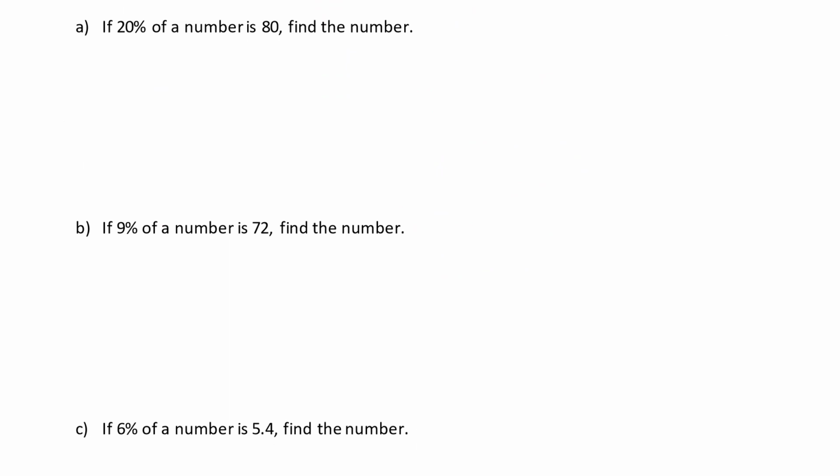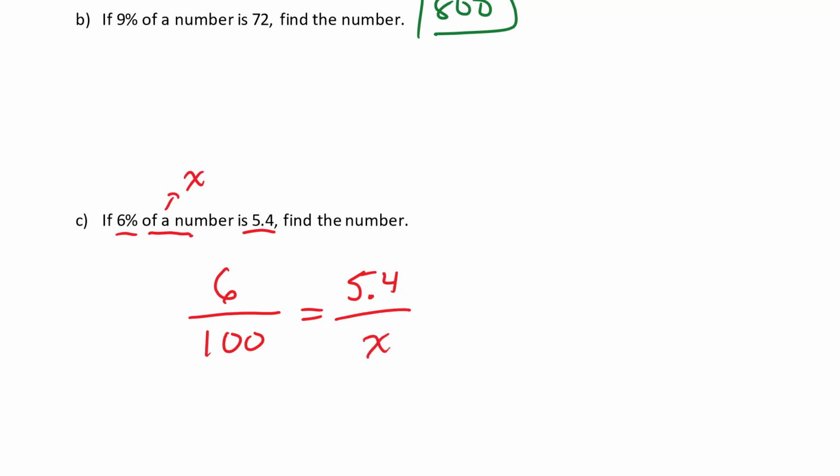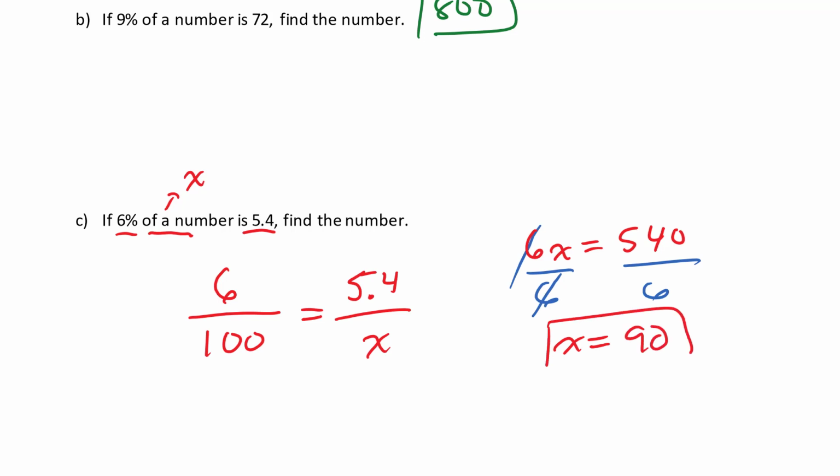Some more practice problems here. Try these on your own. Here's A. Here's B. I'll take up C. If 6%, 6 per 100 of a number is 5.4. So is refers to the top number, of is my unknown, refers to the bottom number. Cross multiply, 6x equals 540. Divide both sides by 6 to isolate the x on its own. X here is equal to 90.